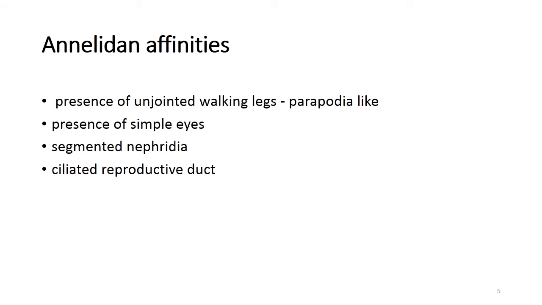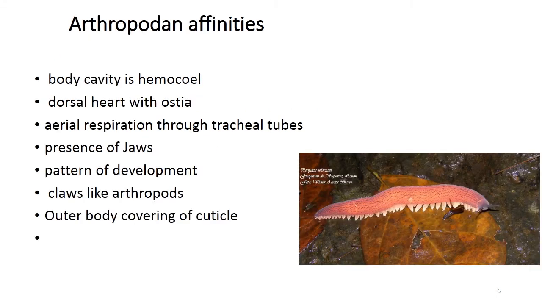Annelida and affinities. Peripatus is known as a connecting link between Annelida and Arthropoda. So it possesses both annelidan as well as arthropodan characters. Presence of unjointed walking legs, parapodia-like, or stumpy. Presence of simple eyes and segmented nephridia. Nephridia is the excretory organ of annelidans. Then it has a ciliated reproductive duct, which is again an annelidan affinity.